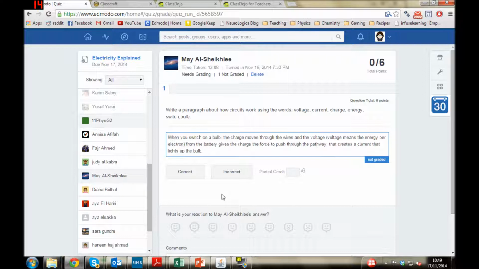May's answer. When you switch on a bulb, do you switch on a bulb or do you switch on the circuit that the bulb is connected to? The charge moves through the wires and the voltage, energy per electron, from the battery gives the charge the force to push through the pathway. Yeah, okay, that's cool. That creates a current that lights up the bulb. Yeah, that's pretty good. Probably should go into more detail there about how energy is transferred to the bulb. There are some really good bits in there, but it's not detailed enough.